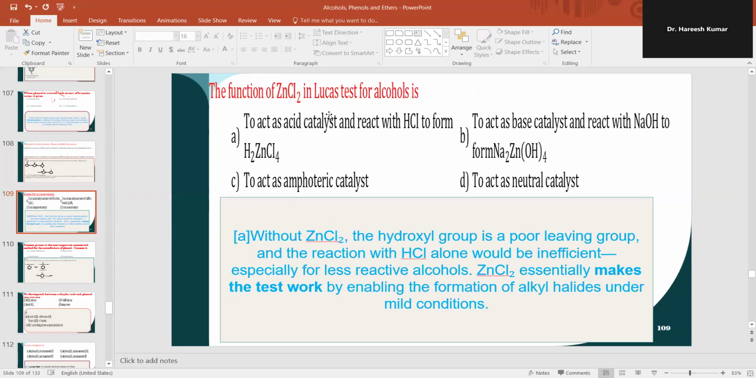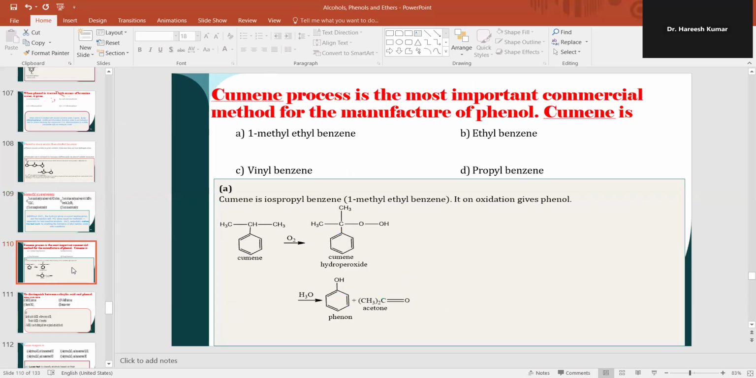So the function of zinc chloride in Lucas test for alcohol is to act as an acid catalyst and react with HCl to form an intermediate like this. Let's take another question. Cumene process is the most important commercial method for the manufacture of phenol. Then cumene is nothing but 1-methylethylbenzene.